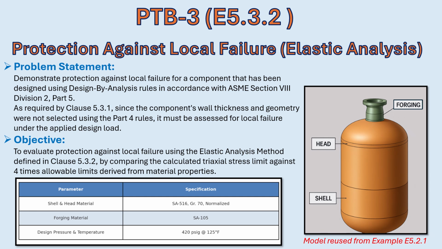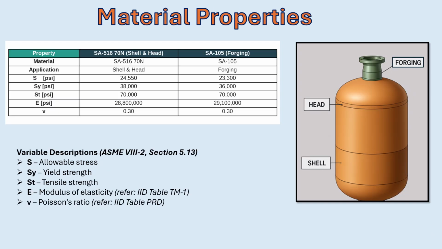The objective is to perform an elastic analysis as per clause 5.3.2 and check whether the calculated triaxial stress remains below the allowable limit, which is 4 times the allowable limits derived from material properties. The design pressure is 420 psi, model reused from example 5.2.1. The same model and material condition were used as in example 5.2.1.